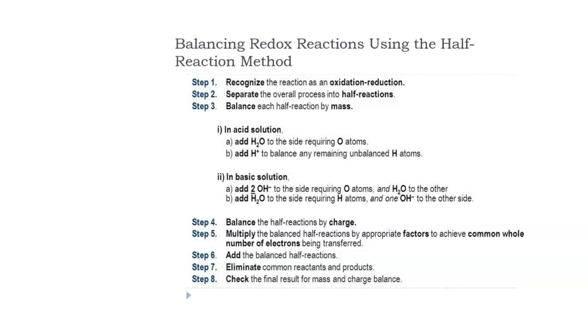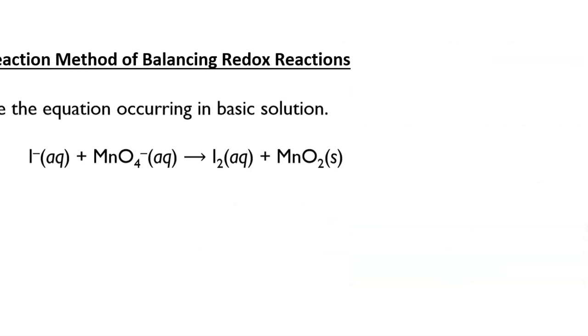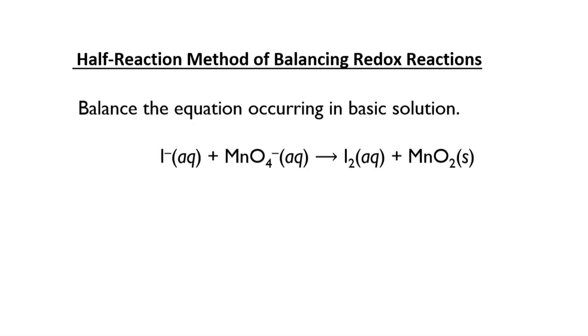Step 6, you add the balanced half reactions. Step 7, you're going to eliminate the common reactants and products. And step 8, you check the final result for the mass and charge balance. So first we're going to start off here by determining our oxidation numbers so that we can determine which element is being oxidized and which one is being reduced.